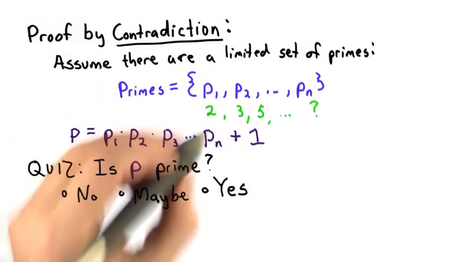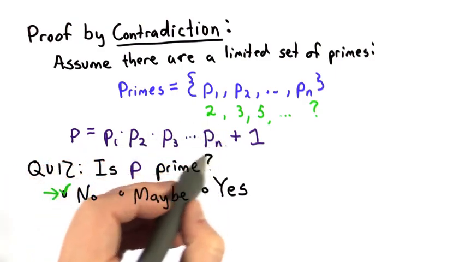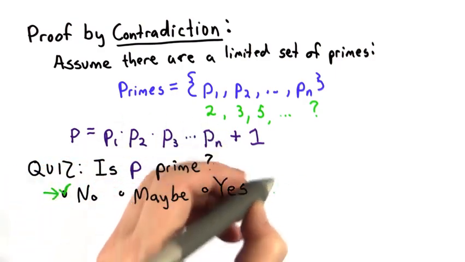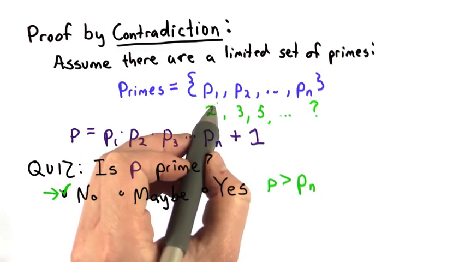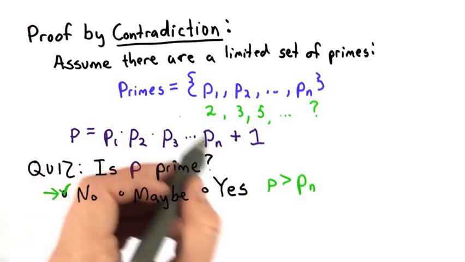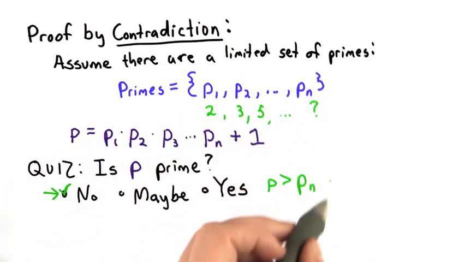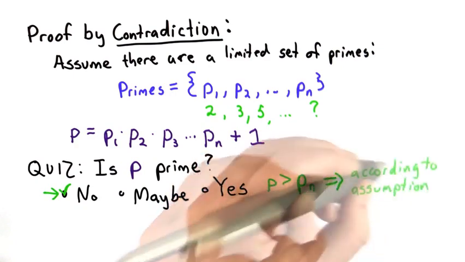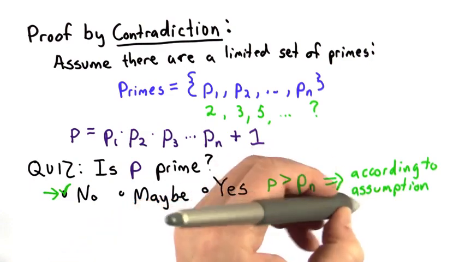The answer is, given the assumptions here, p must not be prime. And the reason for that is p is greater than p_n, and we said this set includes all prime numbers. That's the assumption that we started with for this proof. And this number is the product of many numbers, all of these are positive, and then we add 1 to it. So the value of p must be greater than p_n, and that means, according to our assumption about the limited set of all primes, p must not be prime.